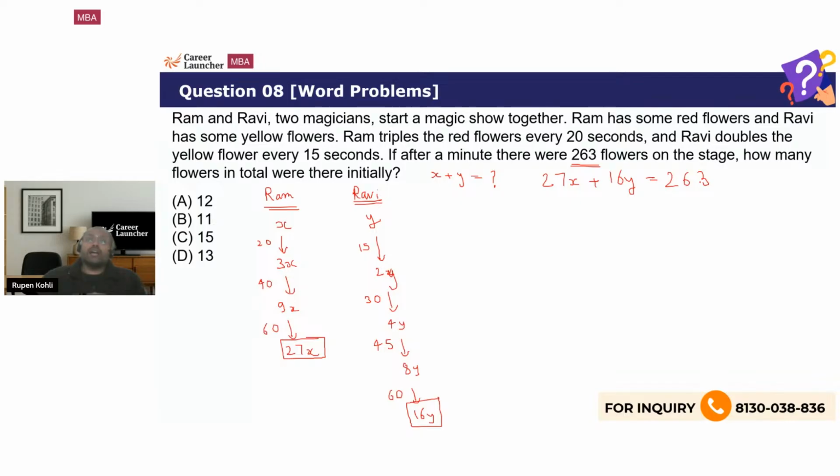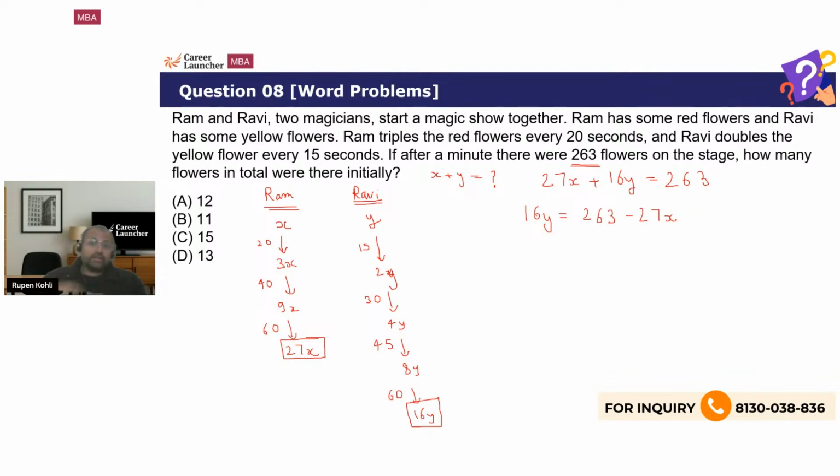They also can't be zero, right? Because you can't double zero to get anywhere. So basically, you're looking for whole number solutions of this equation. That's all. Natural number solutions of this equation, right? तो क्या करेंगे? Hit and trial करेंगे. We'll say okay, 16y is 263 minus 27x.